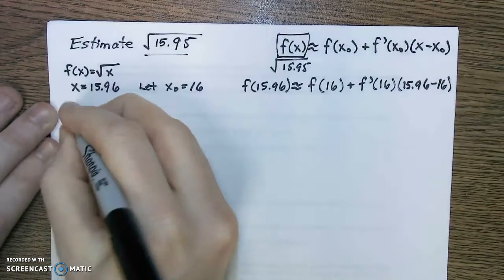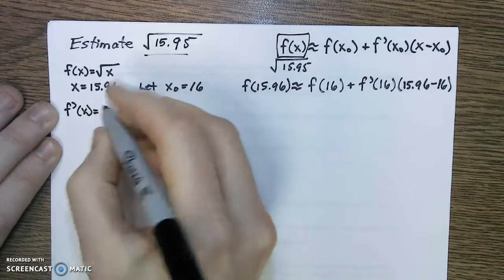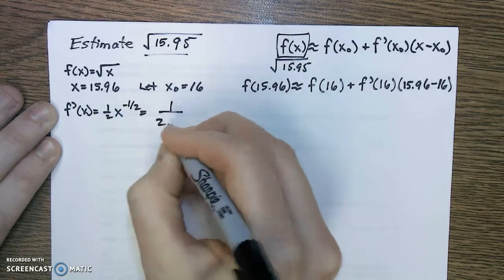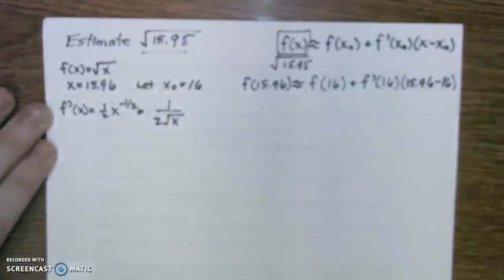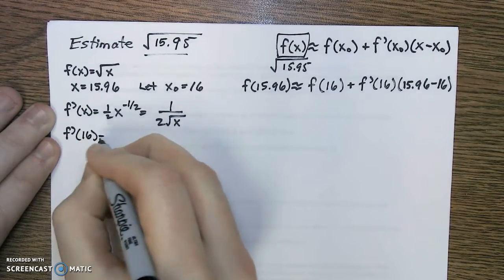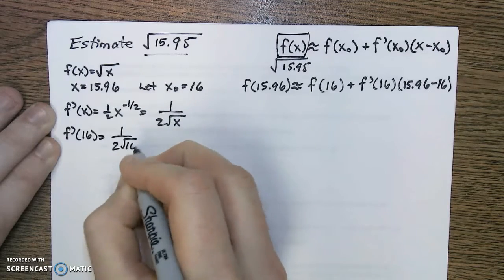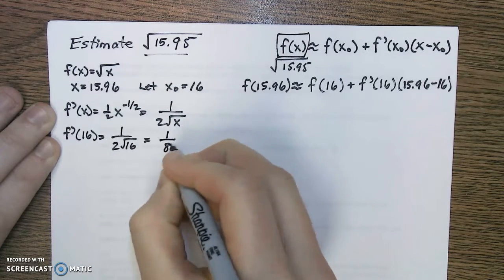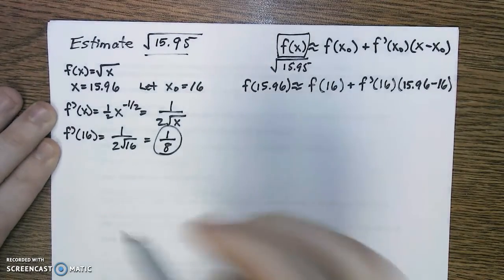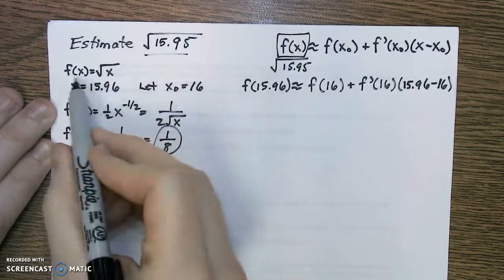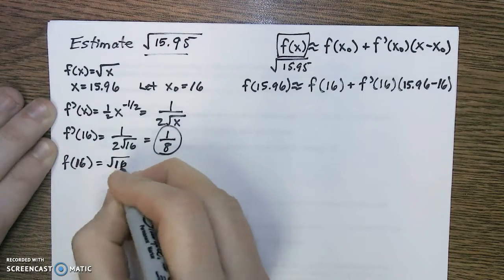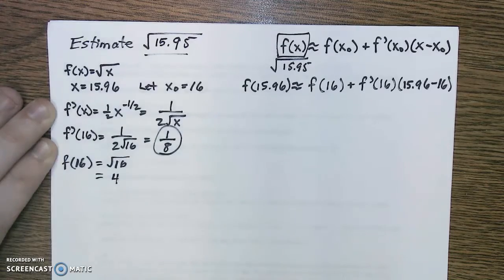So the derivative of square root x is 1/2 x to the negative 1/2, which looks easier in that form. And then at 16, I get 1/2 square root 16, which is 1/8. So that's f prime of 16. We also need f of 16. So if we go back to the square root function, we get square root of 16 to be 4.